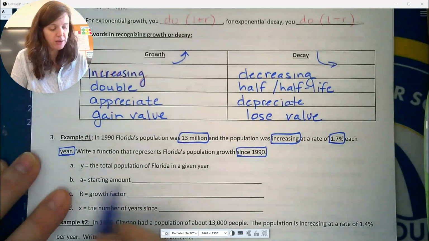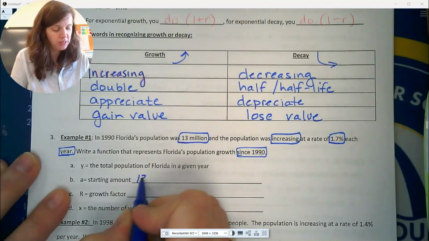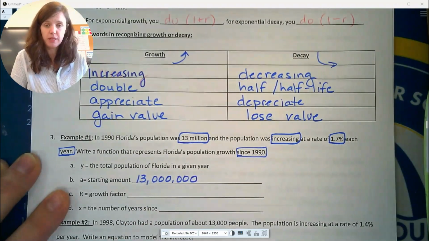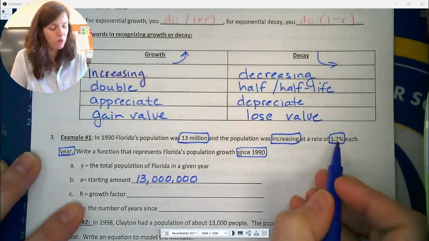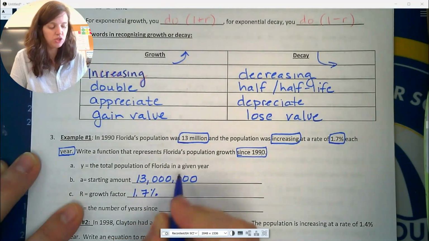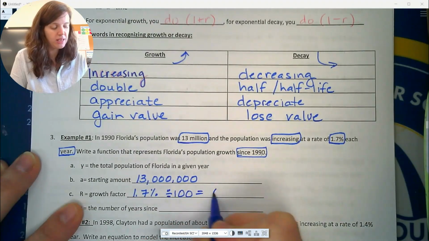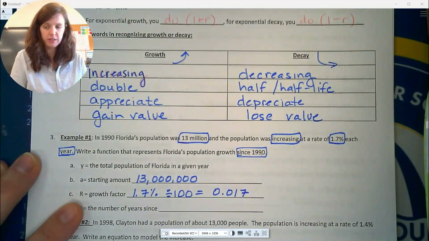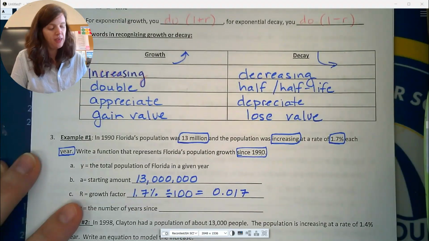equation? Well, the starting amount is the population when I start in 1990. So 13 million is a big number, right? 13 million. What is that growth factor? Well, it's growing by 1.7%. But remember, we have to change percents to decimals. So when I divide this by 100, I'm going to get a number that is 0.017. And you can do that in your calculator, right? So 0.017 would be that decimal.